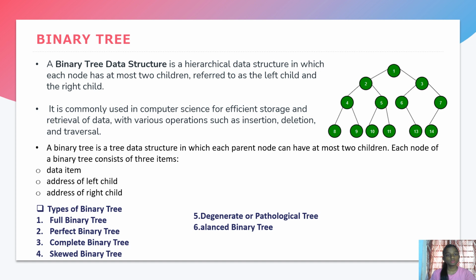It is commonly used in computer science for efficient storage and retrieval of data, with various operations such as insertions, deletions, and traversals. A binary tree is a tree data structure in which each parent node can have at most two children. Each node of a binary tree consists of three items: the data item, the address of the left child, and the address of the right child. The types of binary trees are the full binary tree, perfect binary tree, complete binary tree, skewed binary tree, degenerate or pathological tree, and balanced binary tree.